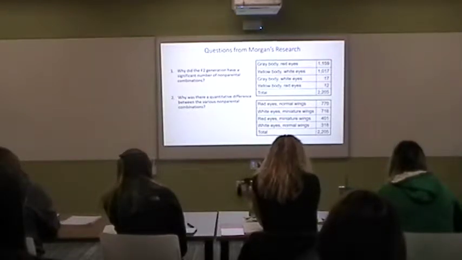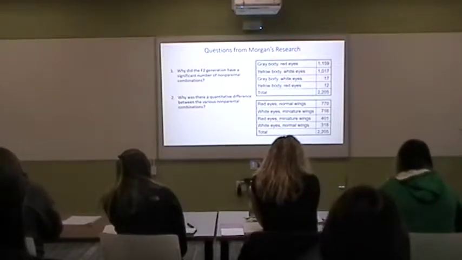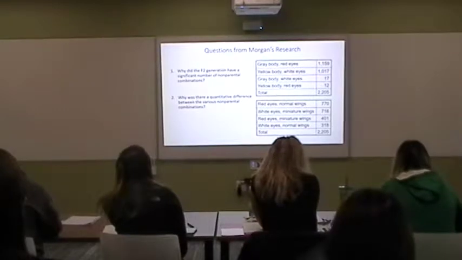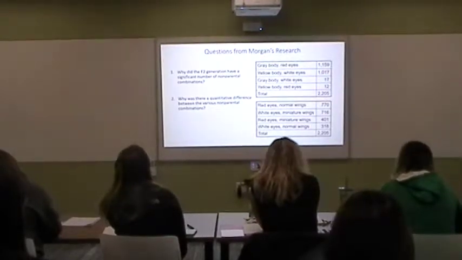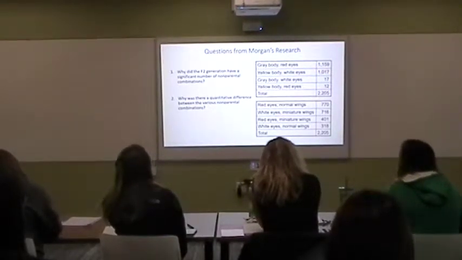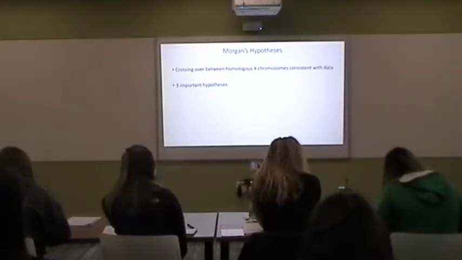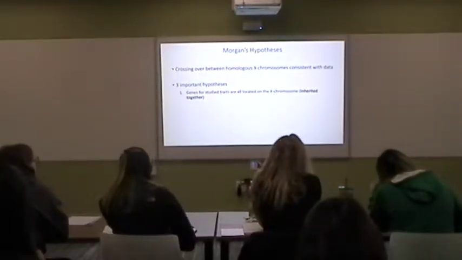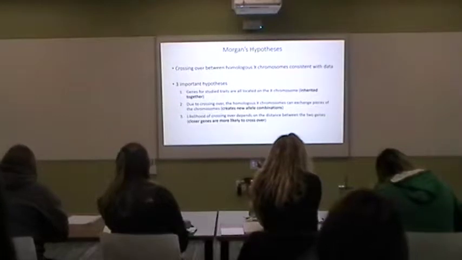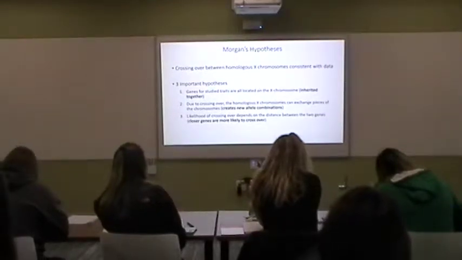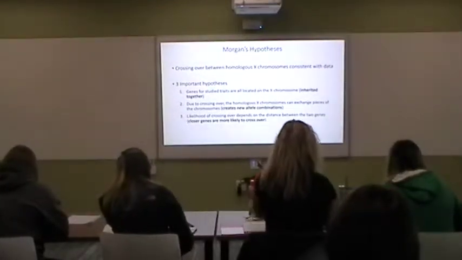And I think we've answered the question, why does the F2 have significantly different numbers of non-parental combinations? It's because our genes are linked. And then, what's the quantitative difference between various? So, using this information, Morgan put forth his hypotheses. Again, we've already talked about.